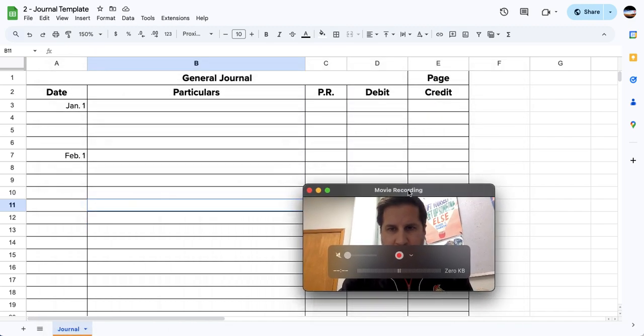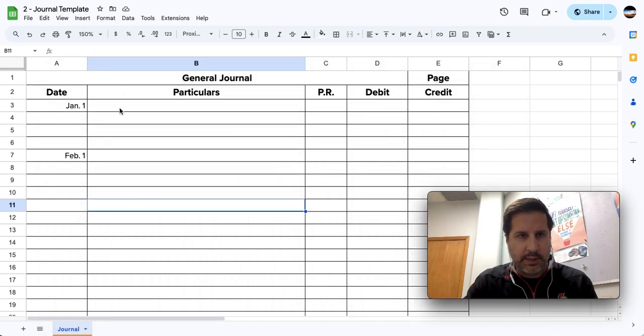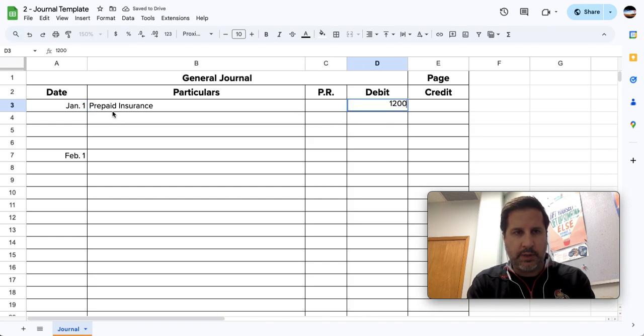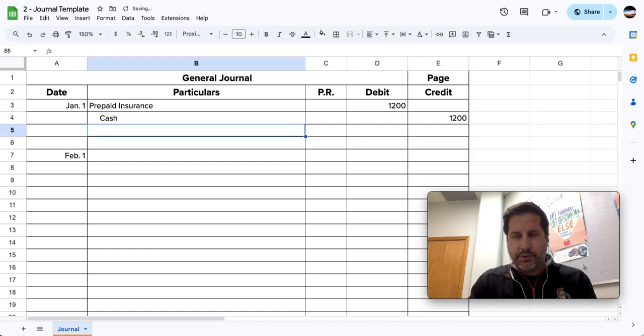So on January the 1st, what I'm going to do is I am going to have prepaid insurance for $1,200, and then cash for $1,200. What you'll see is my insurance still costs the same. I'm just paying it all in advance.